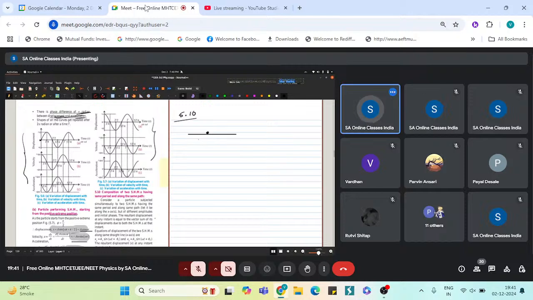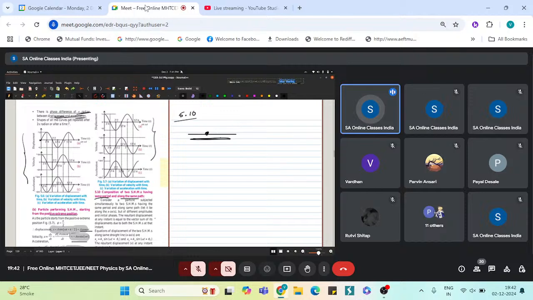And what is the condition for these SHMs? The condition is it has same period and along the same path. So the time period or angular frequency is the same for both the SHMs, and the particle is going around the same path. It's not that one SHM is making the particle move in one path and another SHM in another. That is not possible because it's one particle, so it has to move along the same path, regardless of how many SHMs are acting on it. So that is the condition: you have to have SHM with similar period.